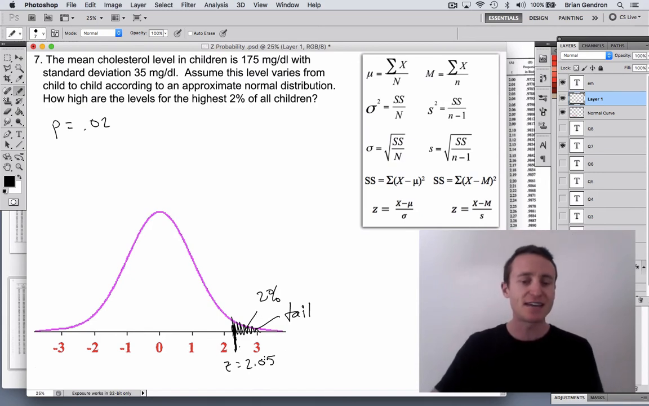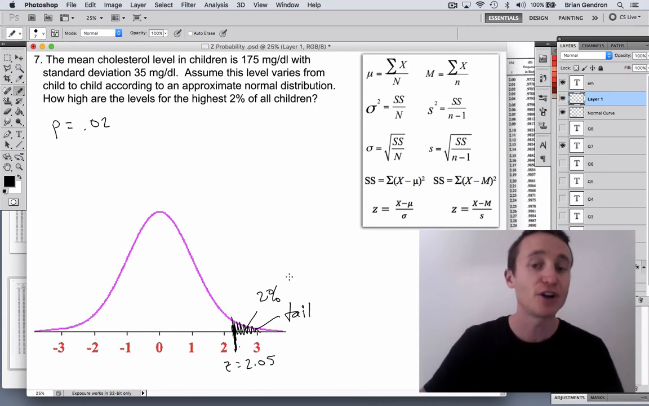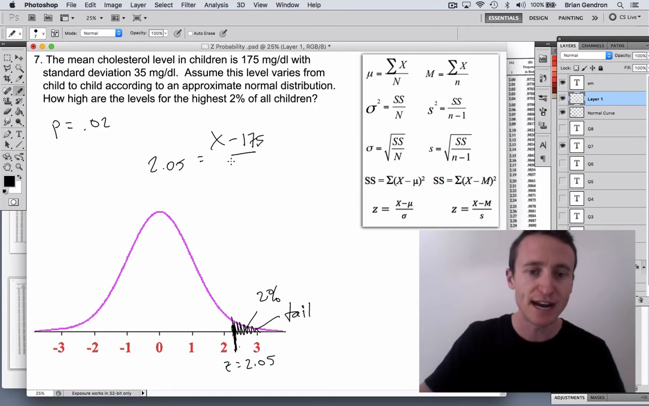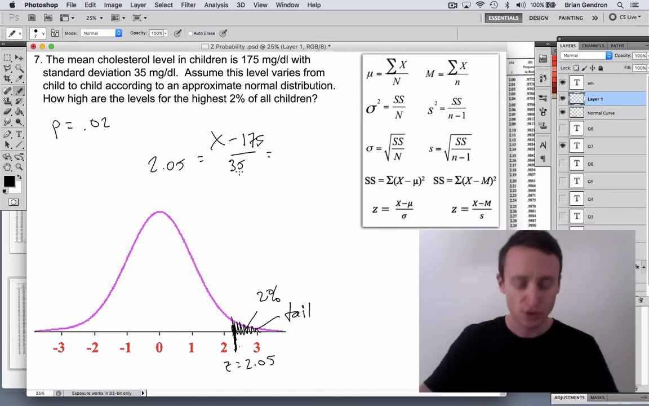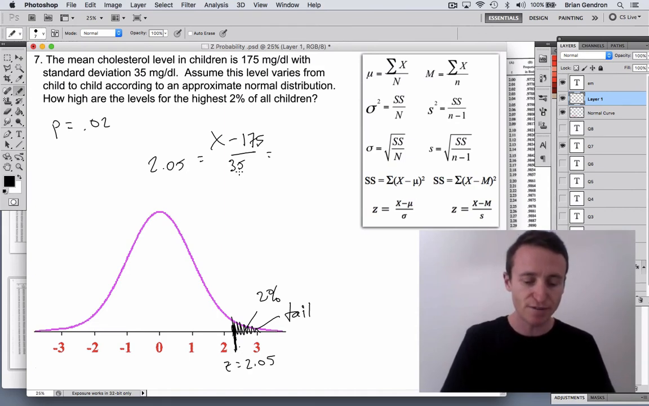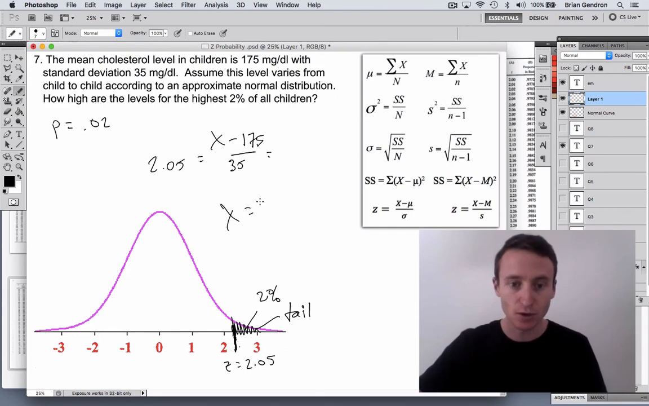So our final step is to take this z value of 2.05 and turn it back into an x value using your formula. All right, so our z value of 2.05 equals x, which is unknown, subtract the mean, which is 175, divided by the standard deviation of 35. So using algebra, you solve for x. So I'm going to go ahead and do that. Cross multiply, 2.05 times 35 gives me 71.75. Add 175. Looks like x equals 246.75.